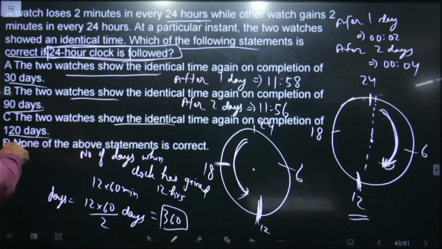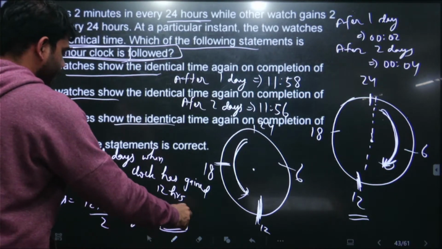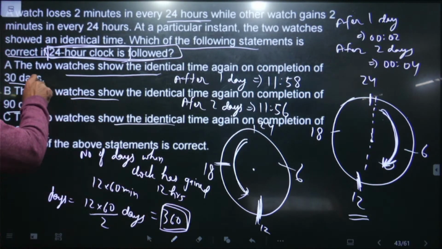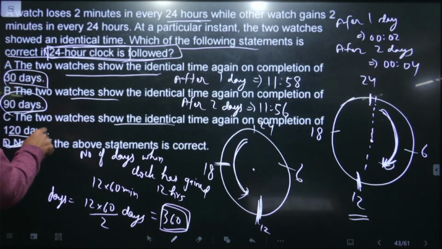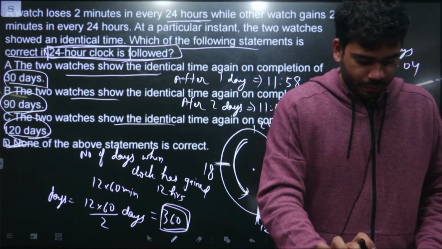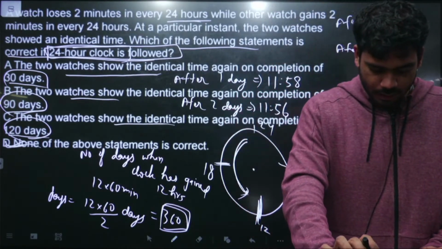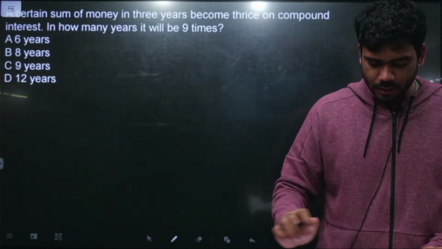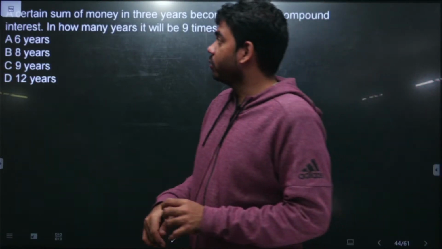So option number D is correct, because the complete days is coming out to be 360, and the days that they are providing are 30, 90 and 120. So here option number D is correct. So this is the next question.